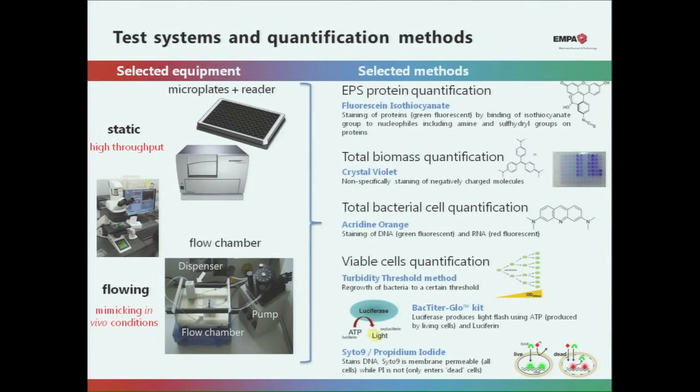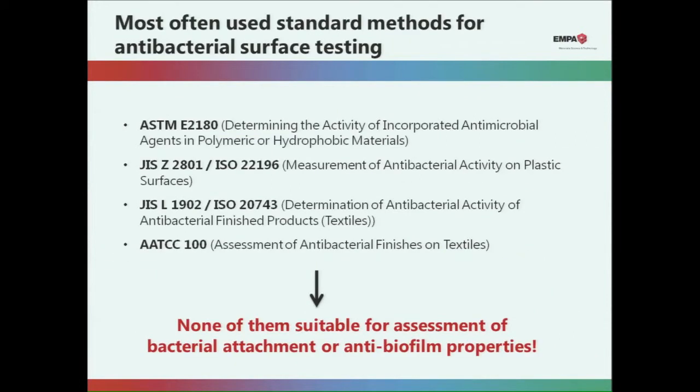We have also established in our lab different methods to evaluate biofilms. We can evaluate the EPS, this extracellular matrix. We can also evaluate the total biofilm content, or just bacteria cells, or even differentiate the viable cells from dead cells. And the next question you would ask is, why do we need to establish such methods?